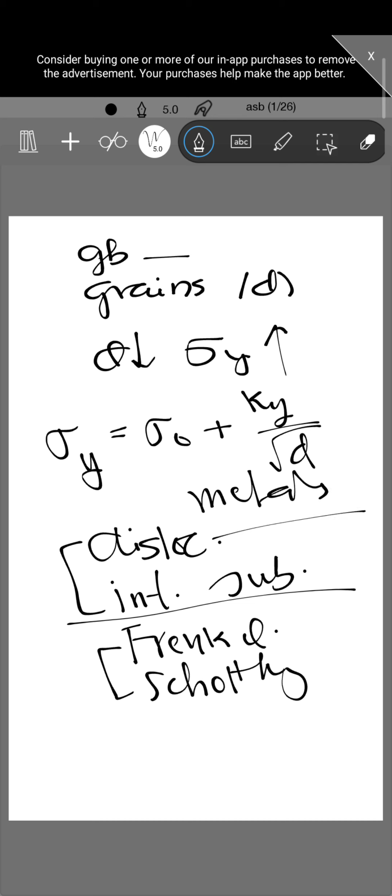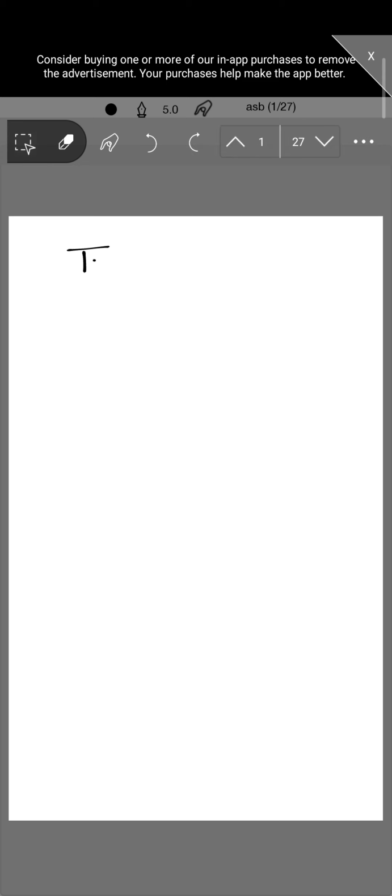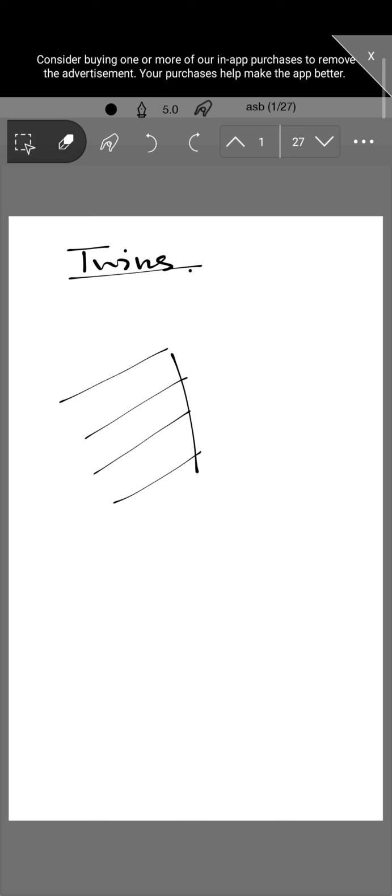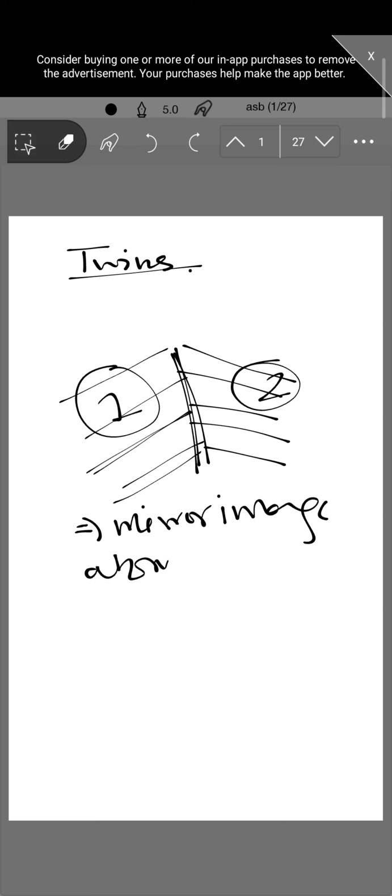So apart from these in metals, there is one more type of defect, which is called formation of twins. Twins are nothing but mirror image. If you have a grain boundary region, and the atoms are so arranged that, comparing two grains, the atomic arrangement is just the mirror image of the adjacent grain, then we call this a twin.